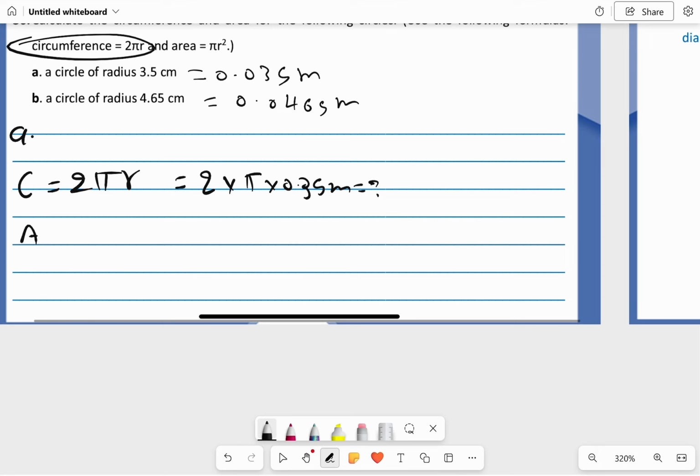For area, you will say area is equal to pi r squared. So you will say pi multiplied by r, which is 0.35 squared. Okay. For b, it's the same thing.